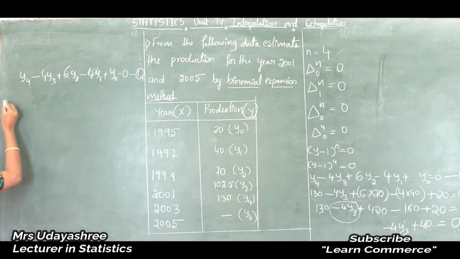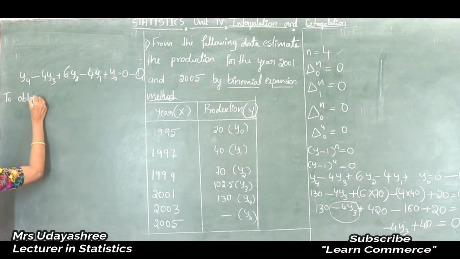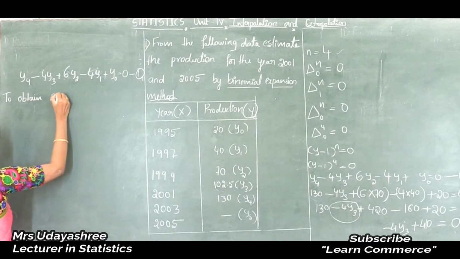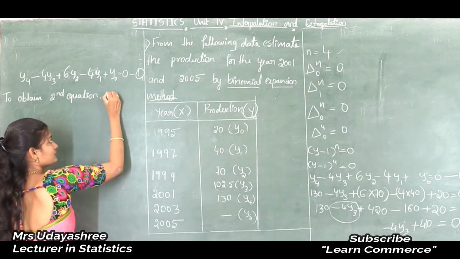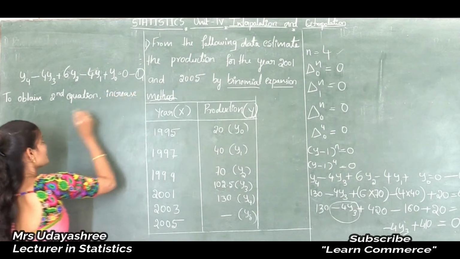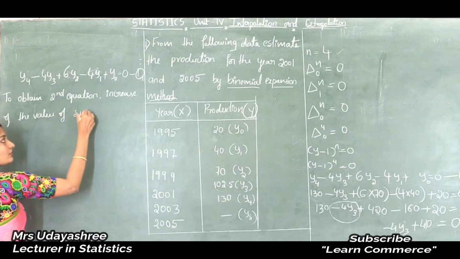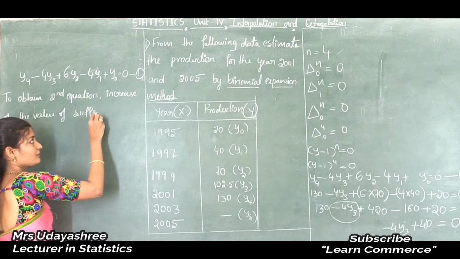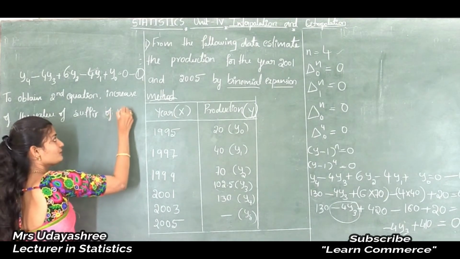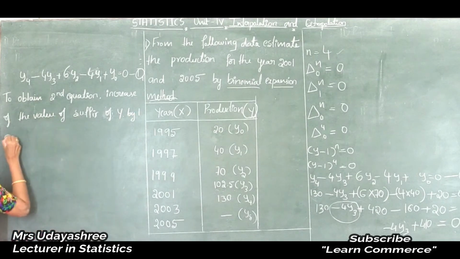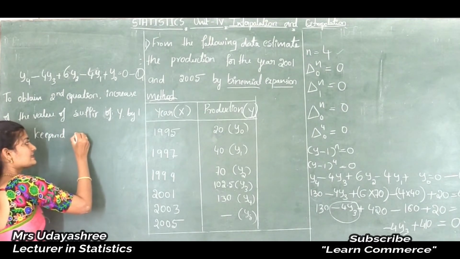To obtain the second equation, we need to increase the value of the suffix of y by 1, keeping the coefficients and signs the same.